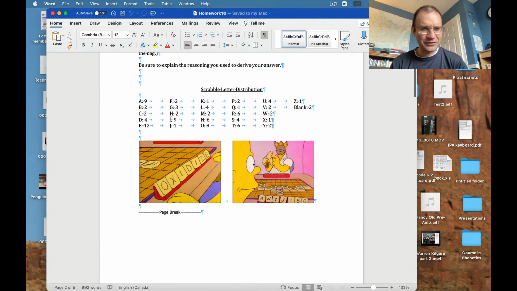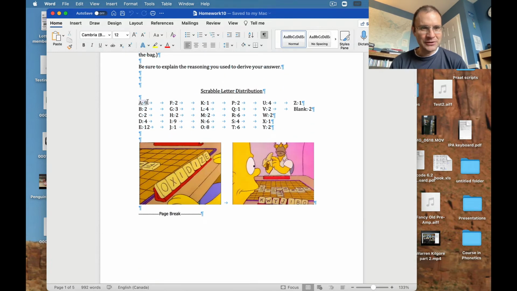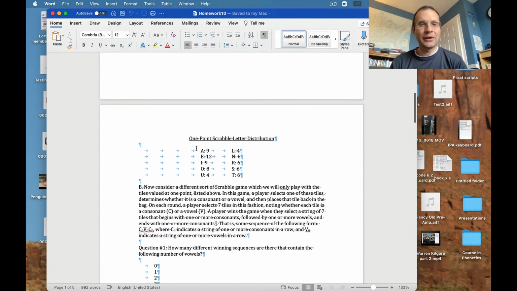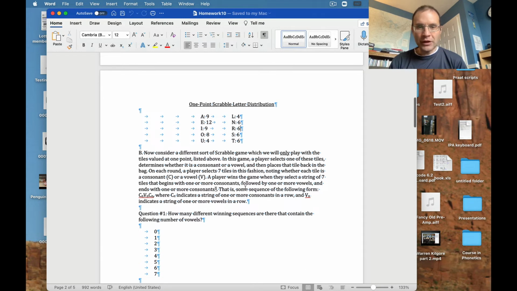Just to be clear, when I say letter distribution, in the bag there are 9 A tiles. That's what that means. And there are 2 B tiles, so on and so forth. Likewise, there are 9 A tiles in this bag. There are 12 E's. There are 4 L's, so on and so forth. We're only going to play with these tiles, which all happen to have a value of 1 point in the game. See, there's a 1 by that T.